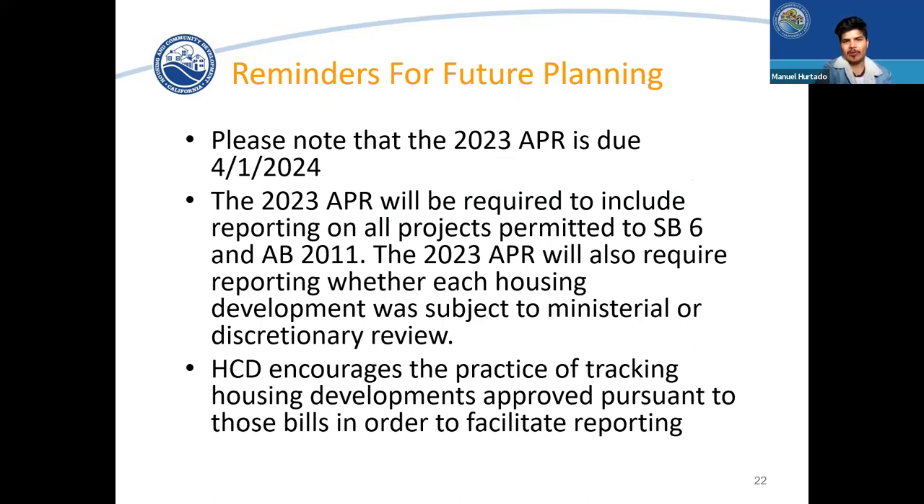The 2023 APR will be required to include reporting on all projects submitted under SB 6 and AB 2011. The 2023 APR will also require reporting whether each housing development was subject to ministerial or discretionary review. HCD encourages the practice of tracking housing developments approved pursuant to those bills in order to facilitate reporting. Next slide.